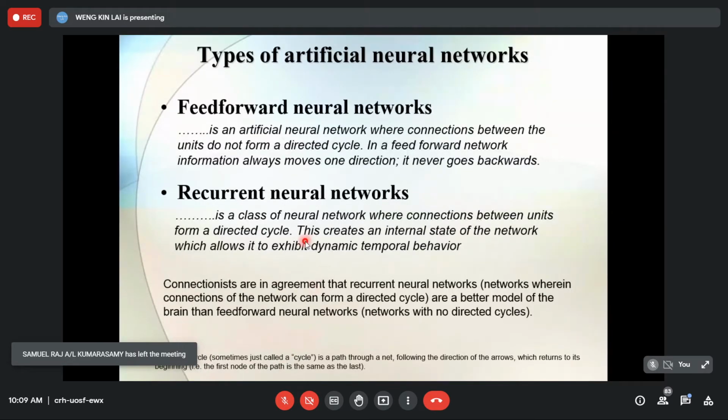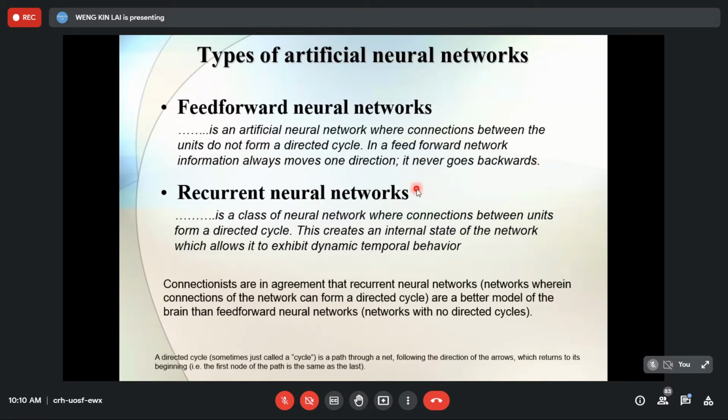Because this is feed-forward, the connections between the units do not form a directed cycle. More importantly, in simple terms, if you look at feed-forward neural networks, you find that the information always moves in one direction. It never goes backwards. There's no feedback. So now, hopefully, you can see why we call it feed-forward: you move in one direction and it's always forward.